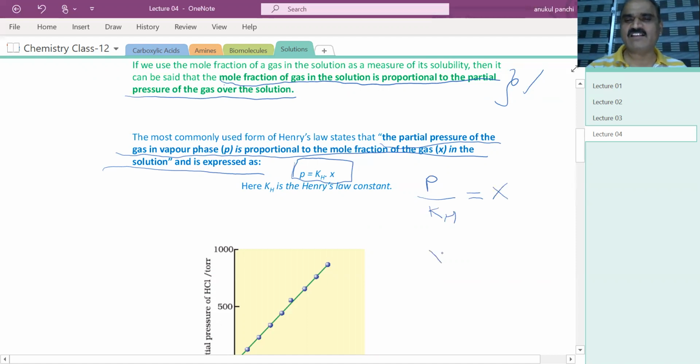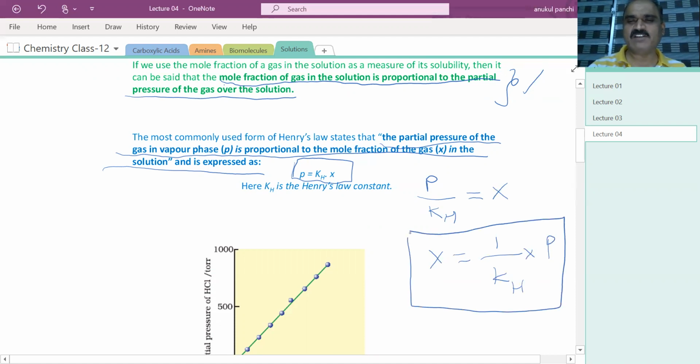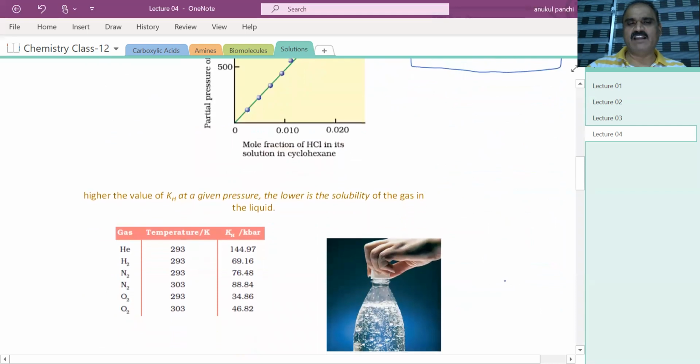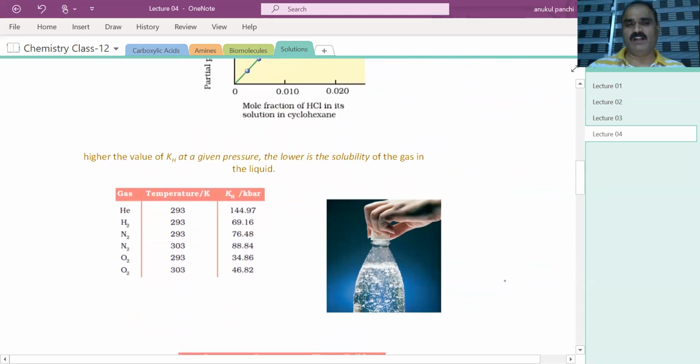Or if I write it like this, X is equal to 1 by KH into P. What is P here? Partial pressure. X, mole fraction. 1 by KH, the reciprocal of Henry's law constant. Now, can you tell me if the value of KH is more, will solubility be more or less? Solubility means mole fraction of gas. I think you got it. A higher KH will have lesser solubility. That means helium gas will be less soluble in water, in a liquid solvent, than hydrogen. And hydrogen will be more soluble than nitrogen.